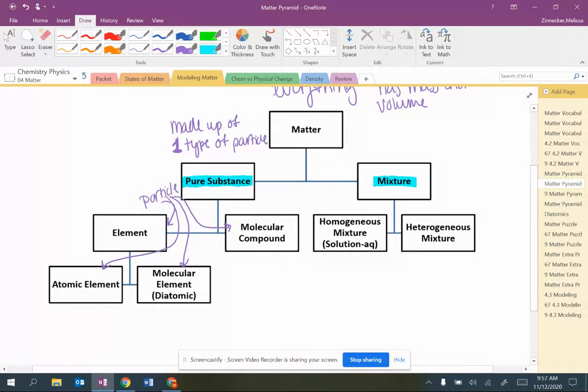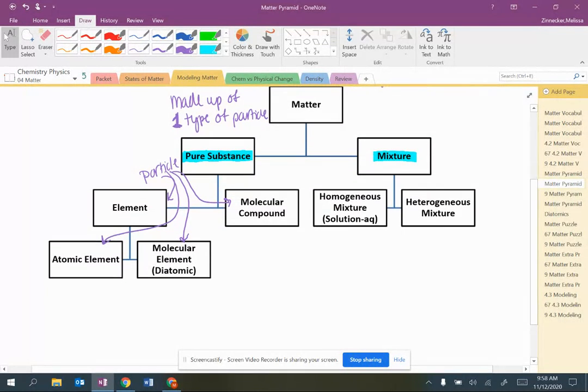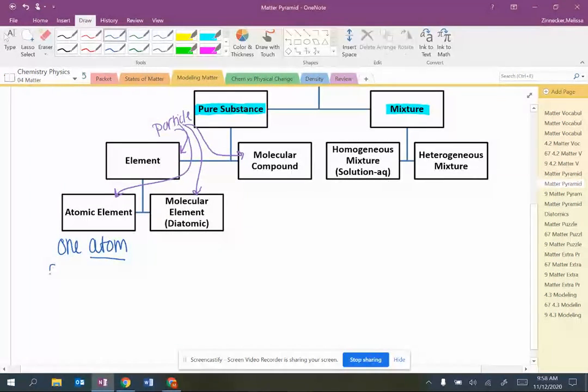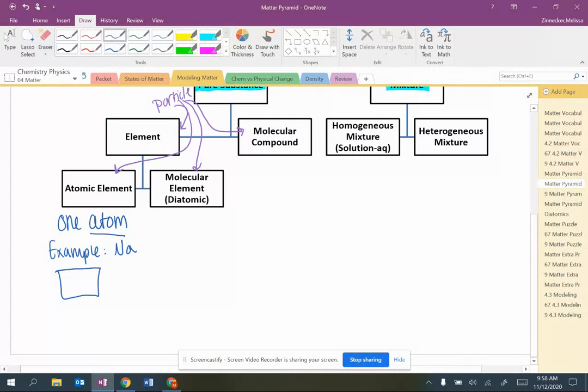So let's take a look at what an element would be classified as. So an element would be something that is either an atomic element or a diatomic element. So an atomic element is made up of only one atom. So if we were to draw a little picture, let's say we have an example of sodium, Na. If I had a container of sodium, we were to draw the particle picture of it, we would see just single atoms, single circles.